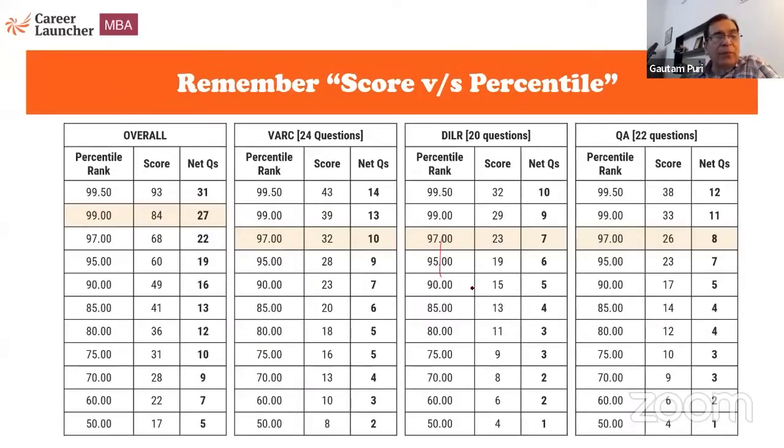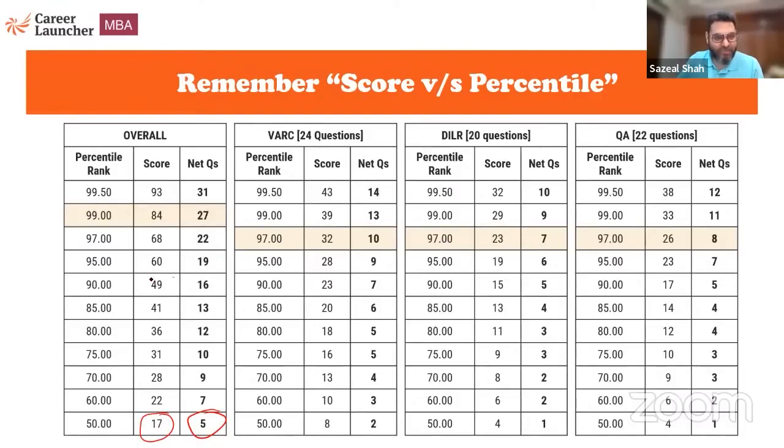Let's look at the overall score only. It's at 17 marks. And what is a 90 percentile? 49 marks. The one below, 90 percentile, 49 marks. So we are talking about a jump of 30 marks only, 10 questions.